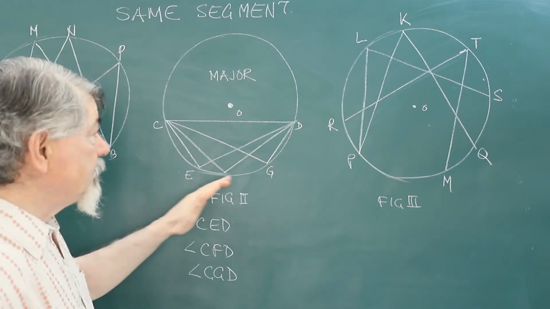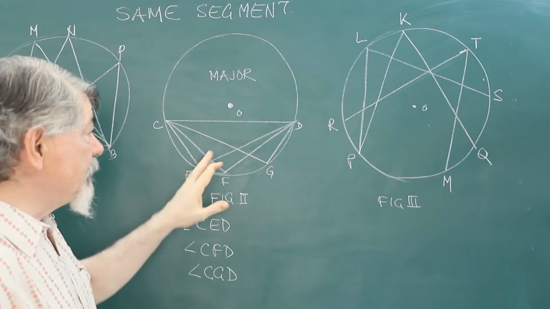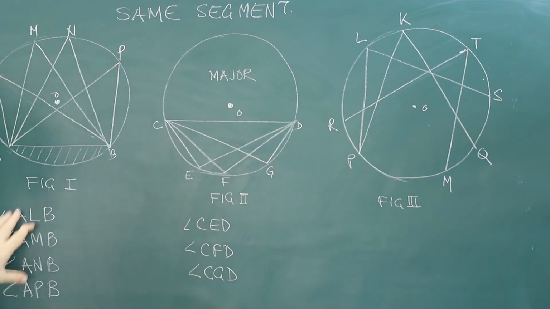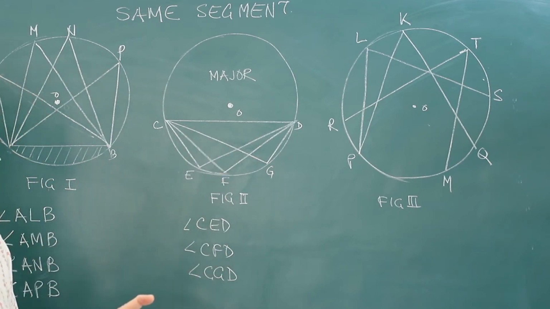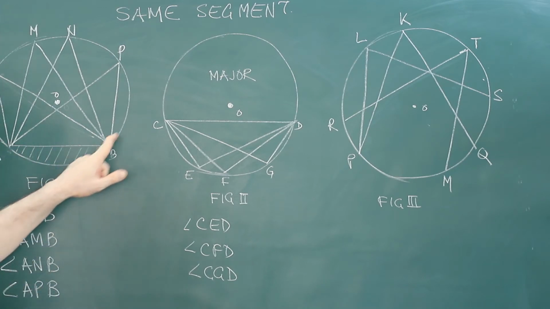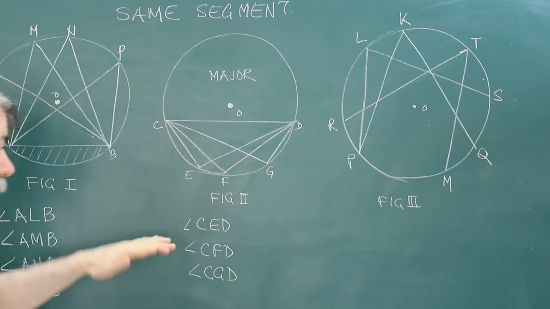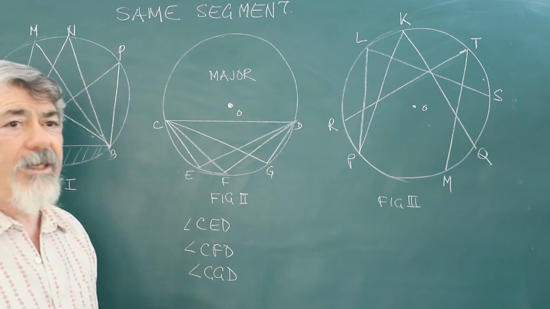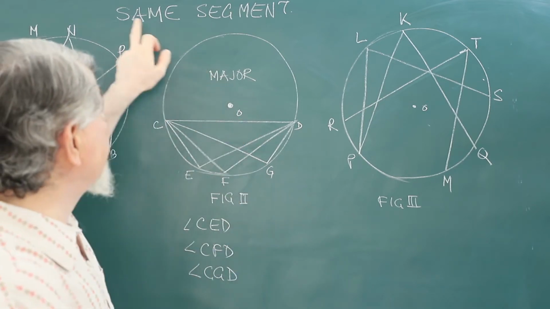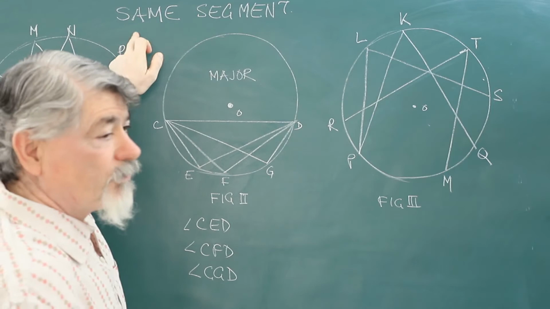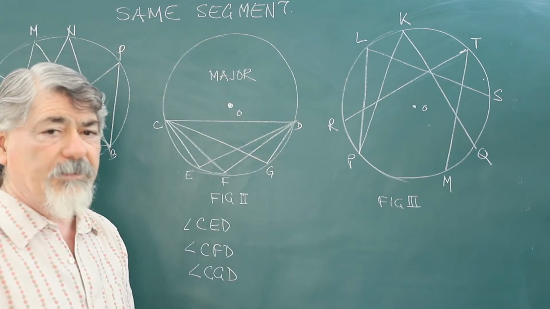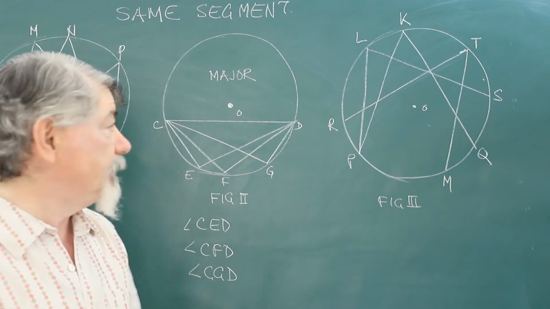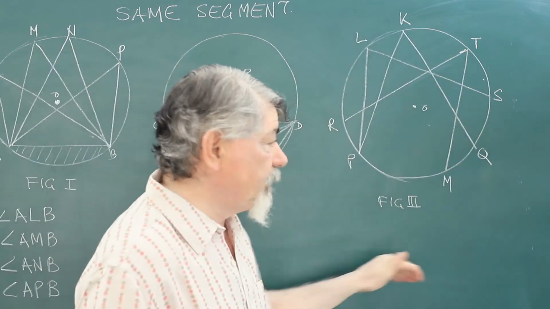All these angles are in the same segment. These angles are in the major segment here, and these angles are in the minor segment. Base has to be the same. Here the base was AB, here the base is CD. So you have to clearly understand what the same segment is. That's why I've written the topic as same segment, because the next theorems we are going to talk about are about the segment. Now let us see the third figure.